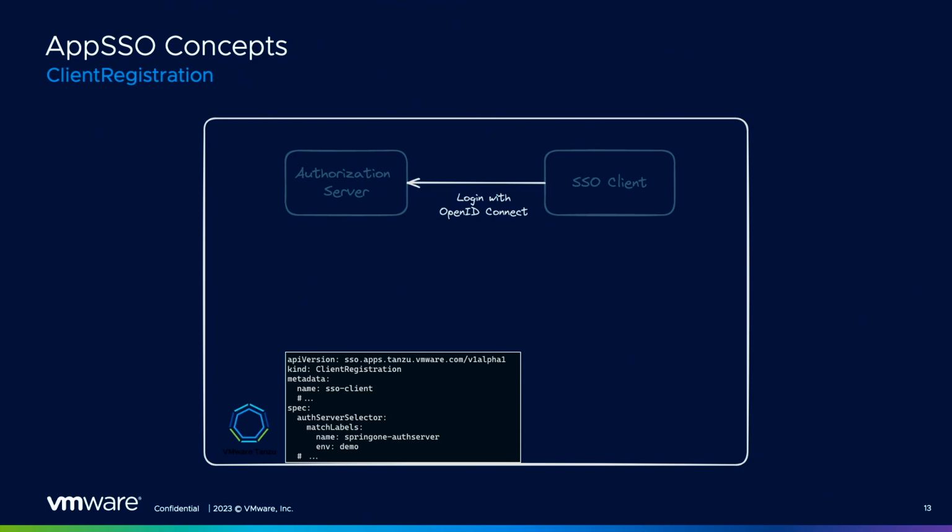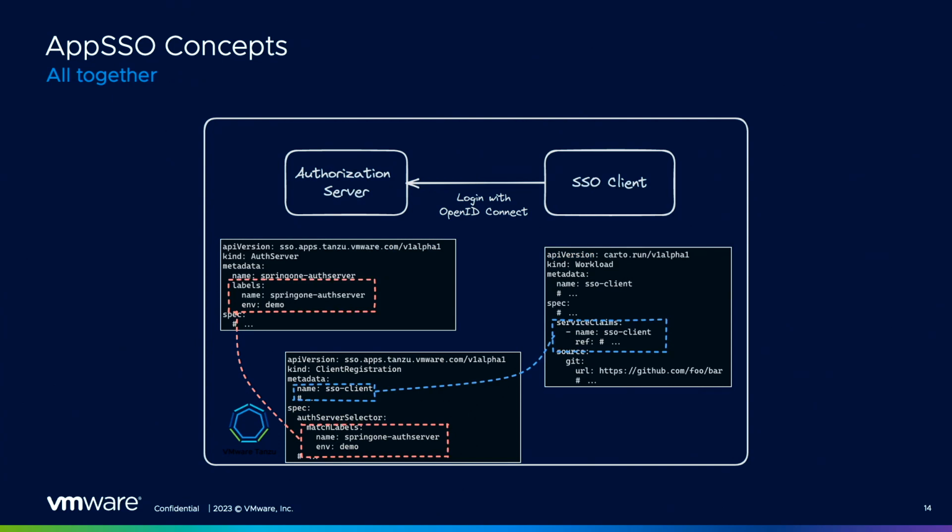The client registration, you can think about it as going into your Okta console or your Azure AD portal, and you click and you say, oh, I want a new app, and it's going to be called SSO client, and it's going to have this redirect URI, and I want to make these scopes available, and I want this grant type, and so on. You would describe it here in the client registration YAML. And all of these are tied together loosely by name, basically.